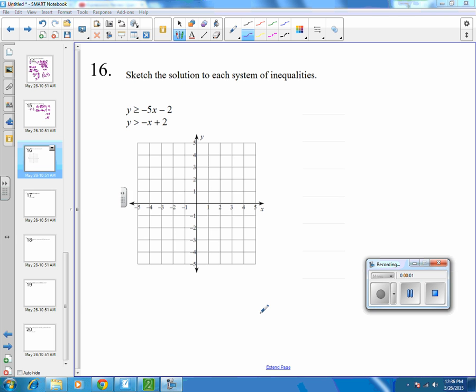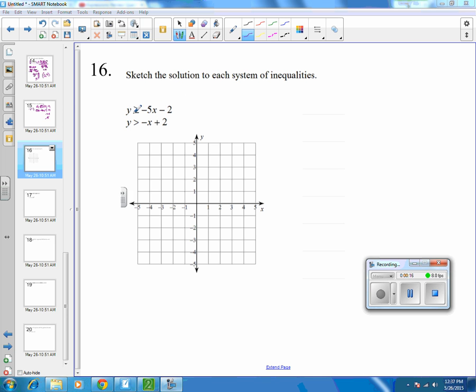This is the last video for expressions review for the final exam. So this is question 16. It says sketch the solution to each system of inequalities. So we're going to graph these each separately, starting with the top equation.